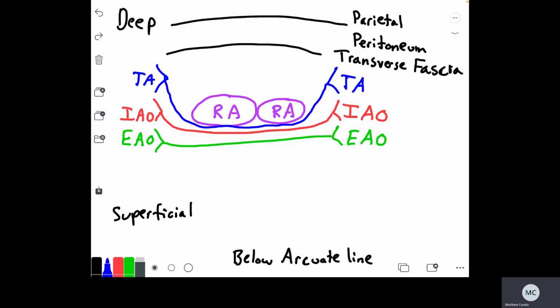When you look at your cadavers, this is a big reason why, when you get inferior to the umbilicus, the fascia looks a lot thicker. The reason the fascia looks a lot thicker is because we now have three layers of fascia in front of, or superficial to, rectus abdominis. So like I said, that picture should clear things up. Obviously, the color should help out quite a bit.